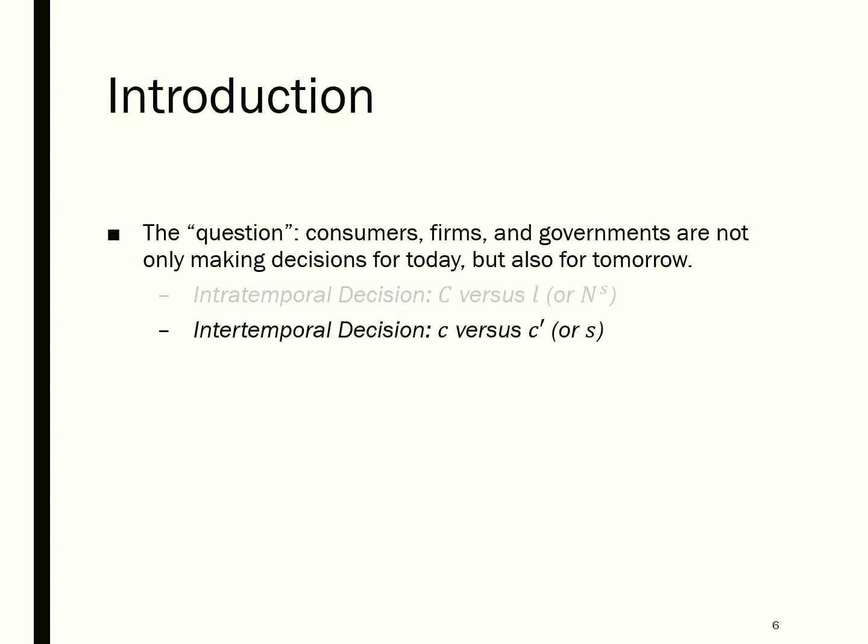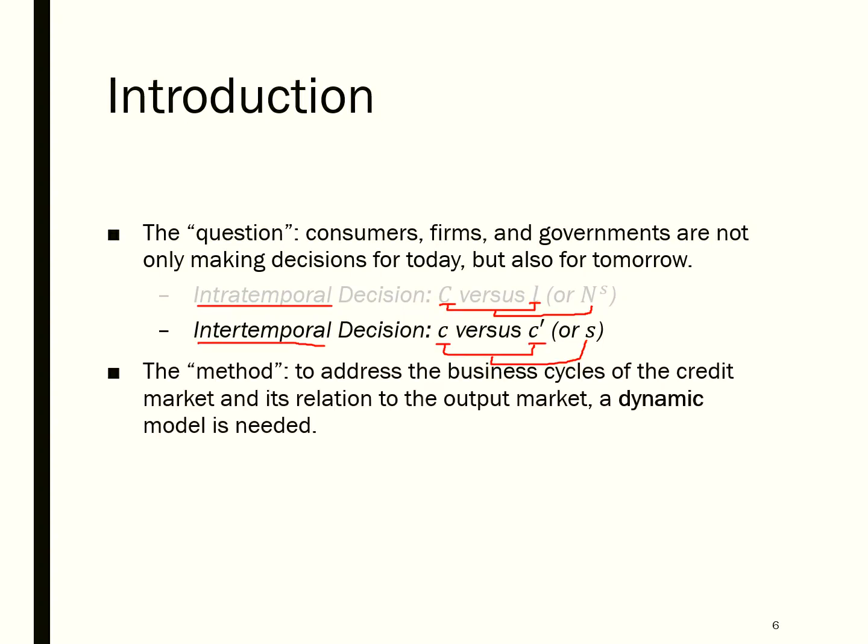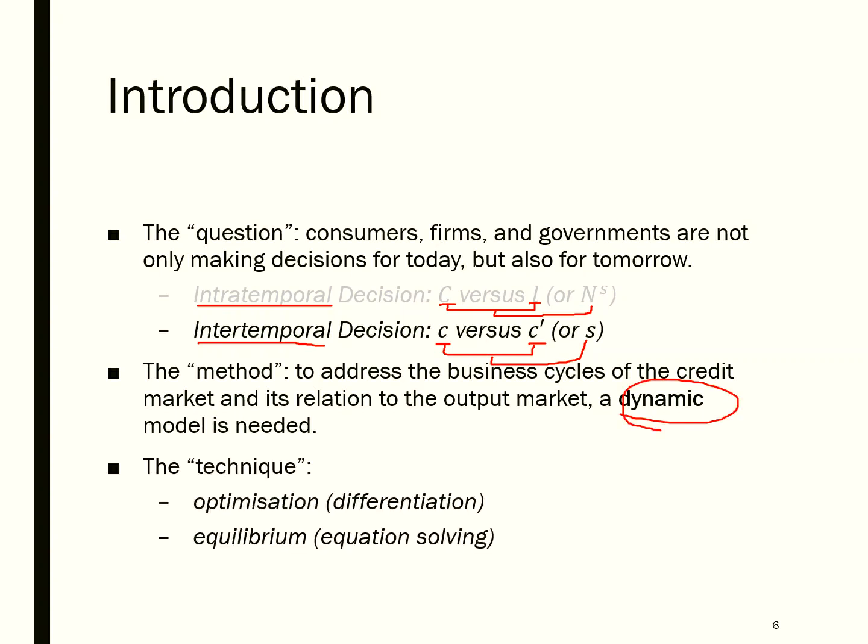The question determines the method. Given that we are trying to explain business cycles of the credit or capital market featured with intertemporal decisions, we must employ a dynamic model. The techniques used in this part are similar to those used in the static models. We will still use differentiation to optimize for individuals and use equation solving techniques to obtain the equilibrium. Note that these two sets of techniques are always used in micro-founded macroeconomic models.